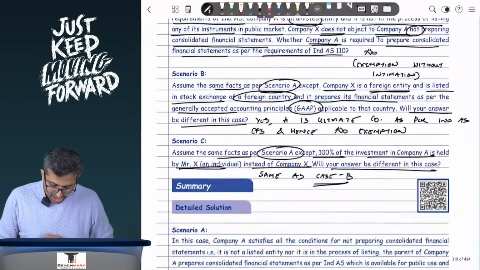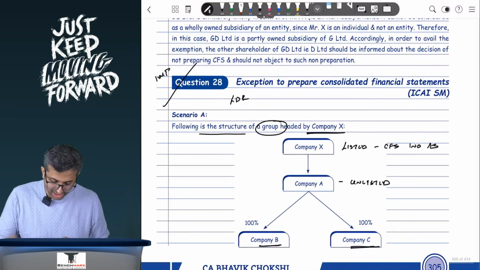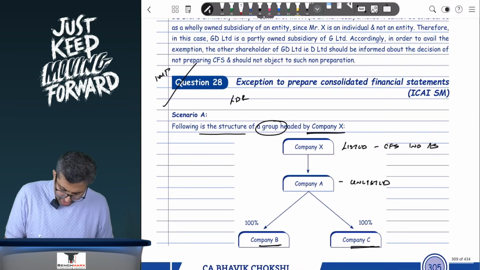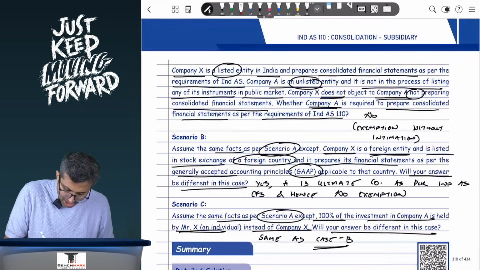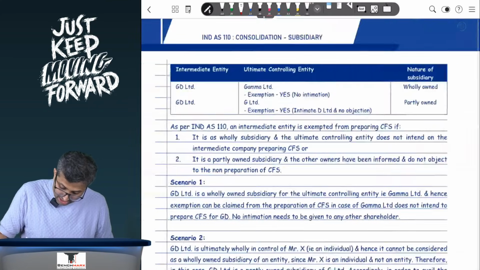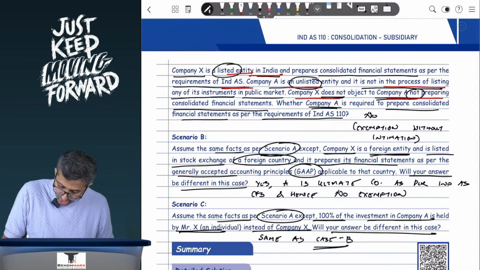If I look at, let us say, exemption from consolidation. So if you want to look at the exemption from preparing, following is a structure, there is X, there is A, and there are companies B and C. You have been told X is a listed entity in India. X is the ultimate parent. Okay, so that is listed. Prepare CFS as per Ind AS. A is an unlisted entity, not in the process of listing. X does not object to A not preparing the CFS. Whether A is required to still prepare CFS as per requirements of Ind AS?